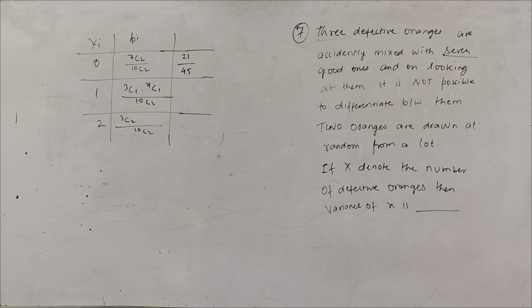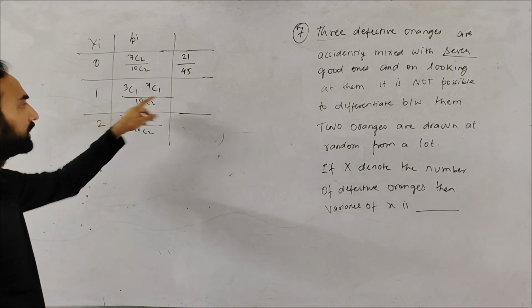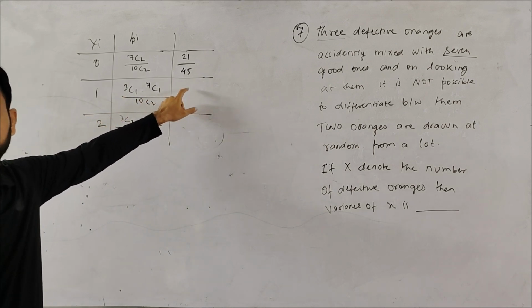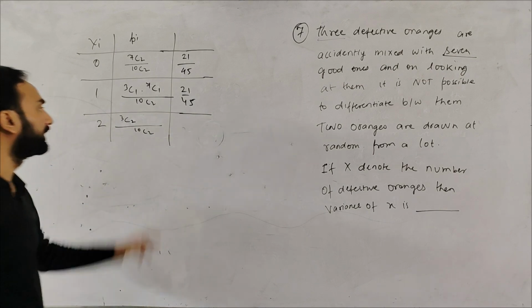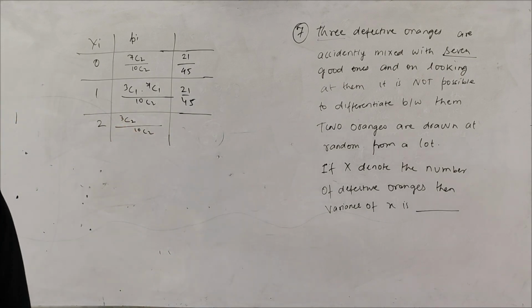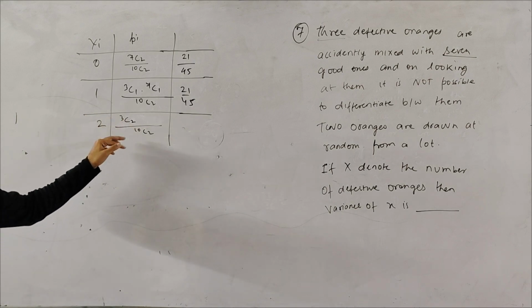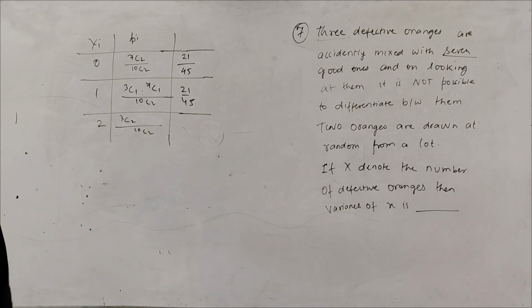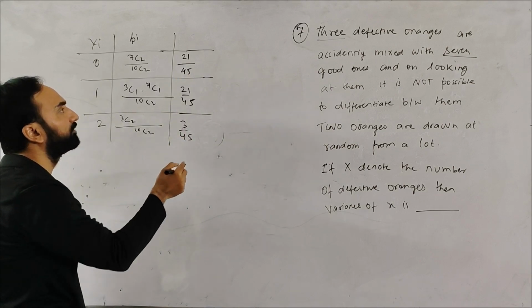How much are you getting? This also comes out to be 3 into 7, 21. It is also coming out to be 21 by 45. Correct. So this is 21 by 45. And how much for this? 3C2 over 10C2. 3C2 will be 3, right? It will become 3 by 45, right? So 3 by 45.